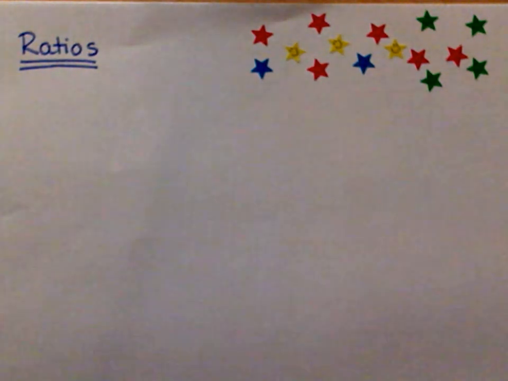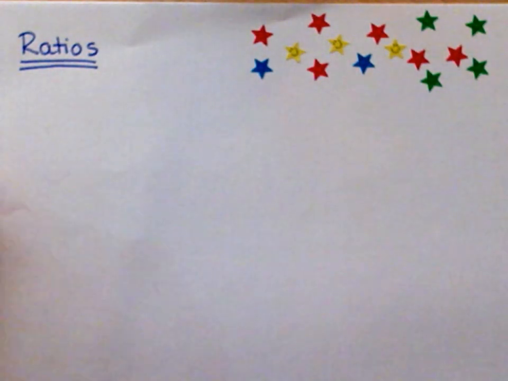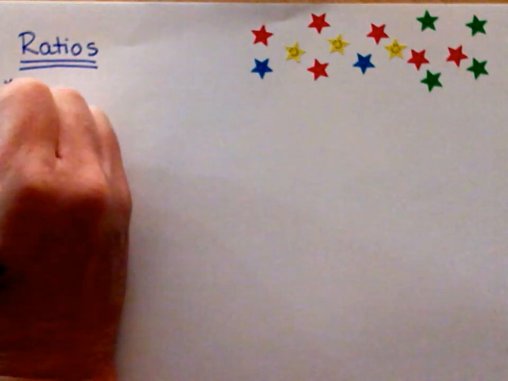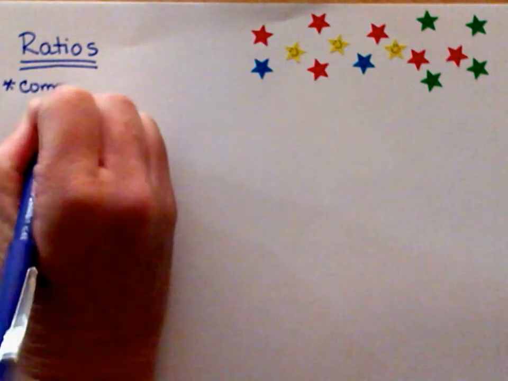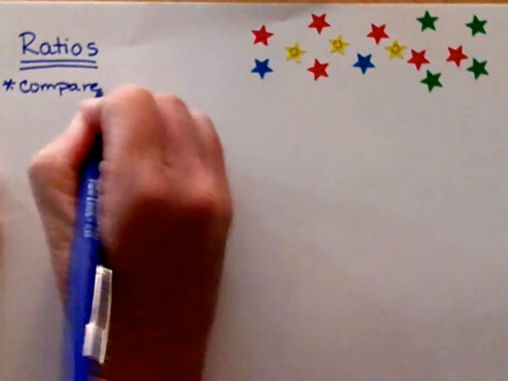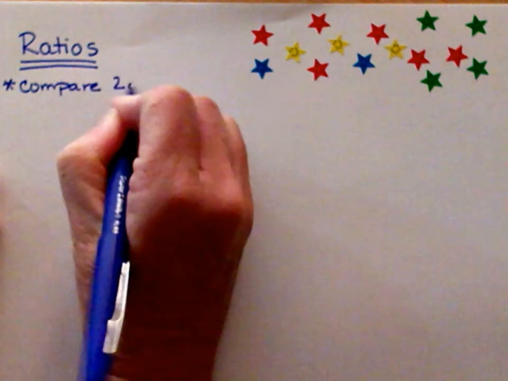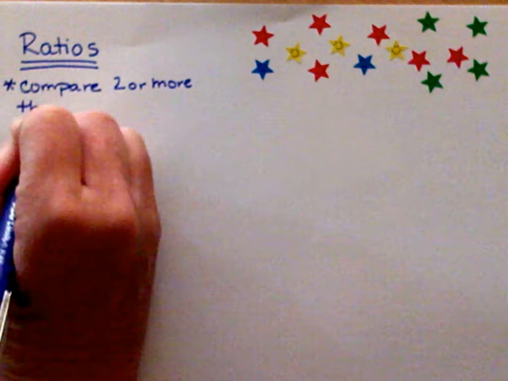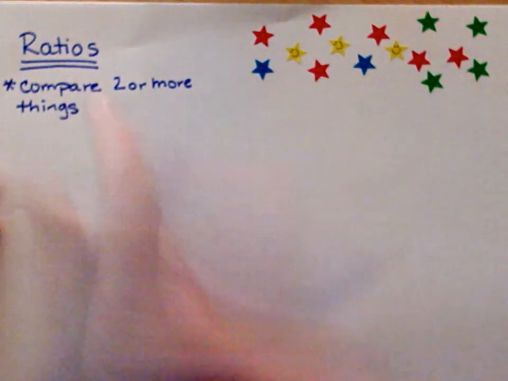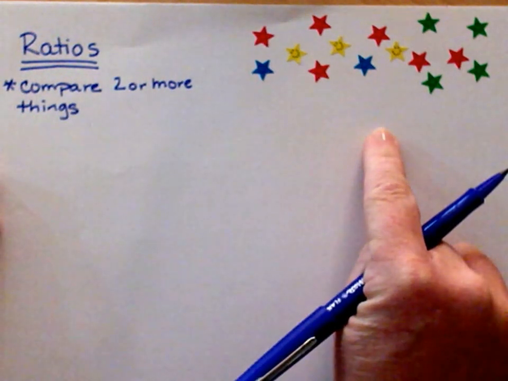When I have a ratio, and we said it was a comparison between two things, let's write that down as our definition. Ratios compare two or more things. For example, I could compare these stars over here.